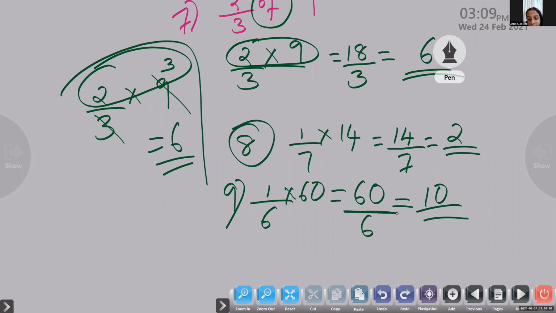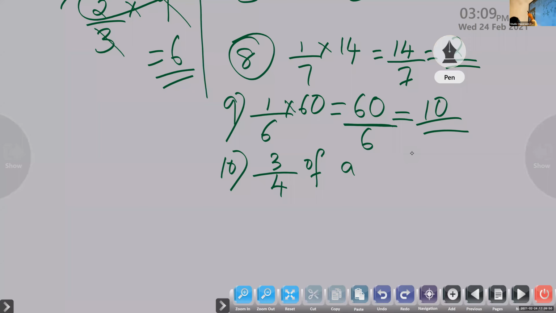Nived, continue. Find 3 by 4 of a meter in centimeter. One minute. Don't say the answer. All the children write this question. Let me see. All are writing. 3 by 4 of a meter. Yes, Catherine, where are you writing this question? Fast. Otherwise, when we discuss the answer, you will write the question.